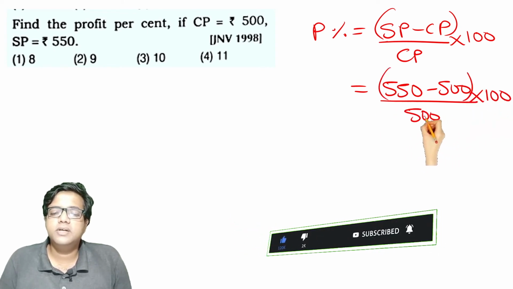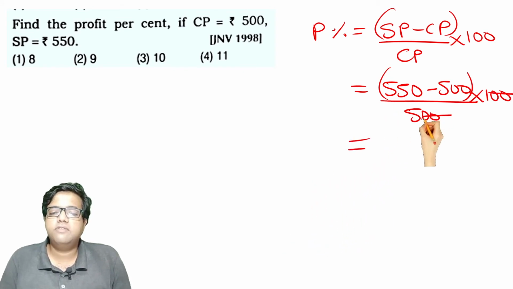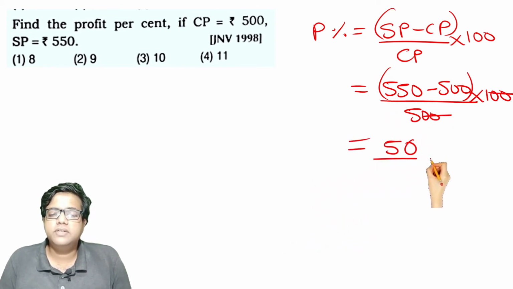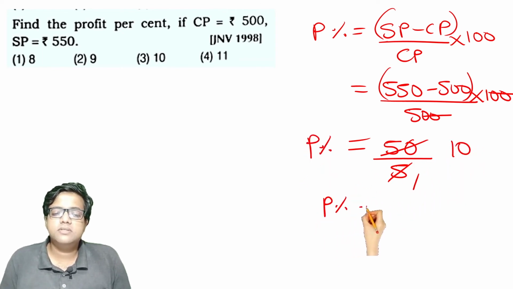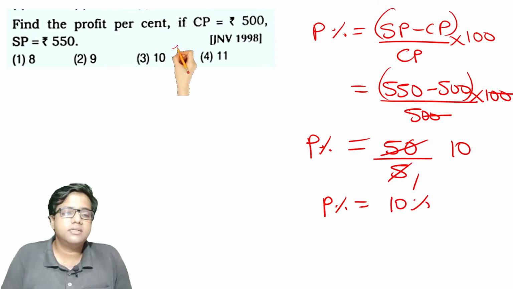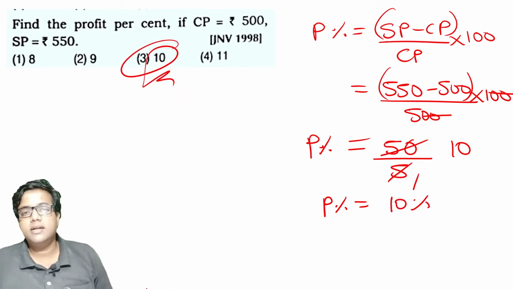So how much do you get? Cancel out these two zeros. 550 minus 500 is 50 by 5. 5 ones are 5, 5 tens are 50. So therefore, profit percent is equal to 10%. Option 3 is the right answer for this question.